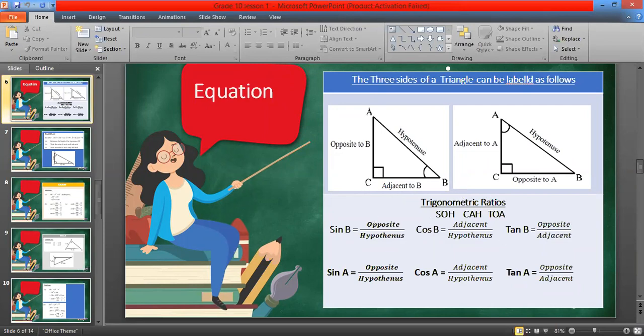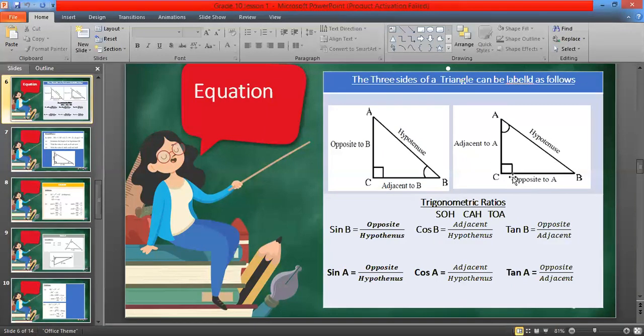As well, we can also check this other triangle here. Now our angle is A, so we refer to A as our angle, and we can find sine A, cos A, and tan A. Sine A will be opposite over hypotenuse, that means BC over AB. Our cos A will be adjacent AC over hypotenuse AB.